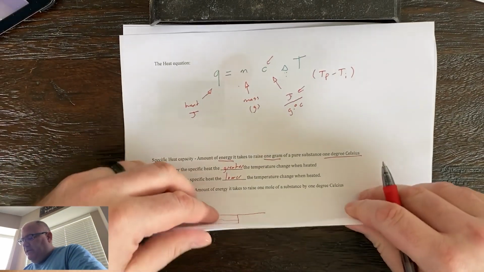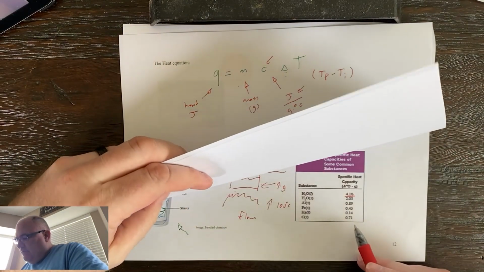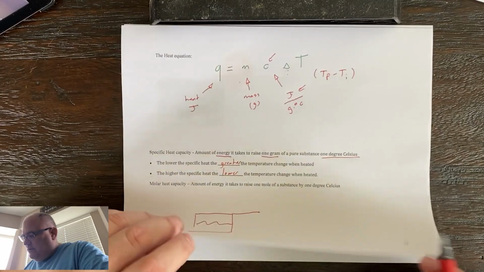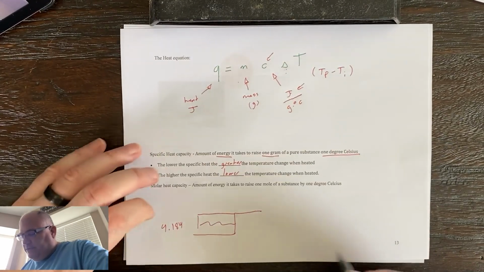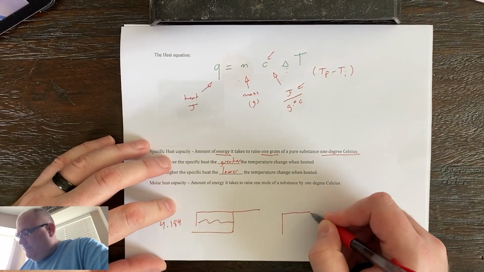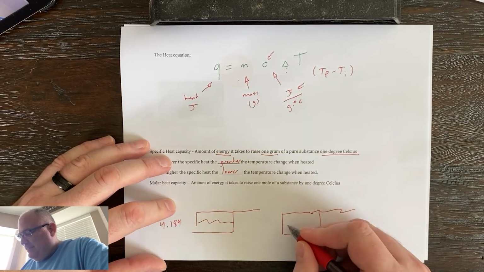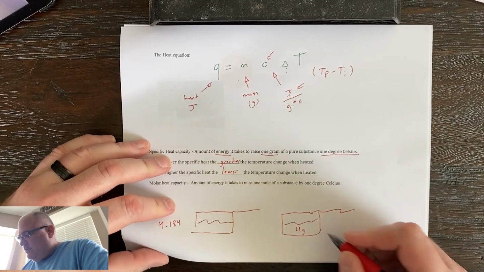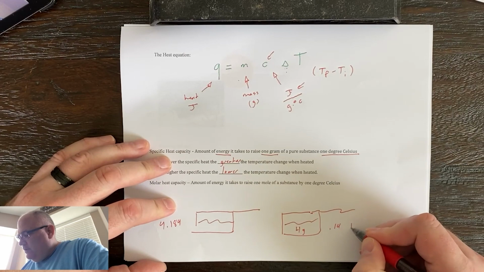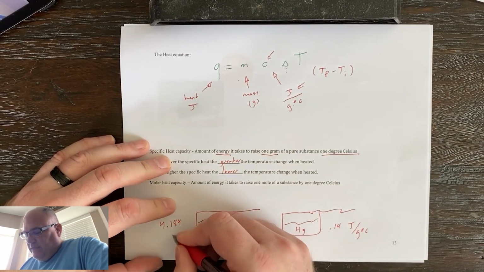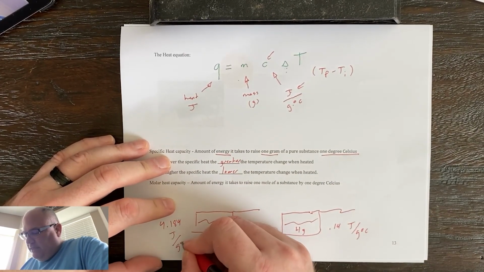On the previous page, and I'm going to just glance back, let's take mercury, because who doesn't like to boil mercury in their home, right? Let's take the most deadly thing that we can think of. This is mercury, and mercury has a 0.14 joule per gram degree Celsius.